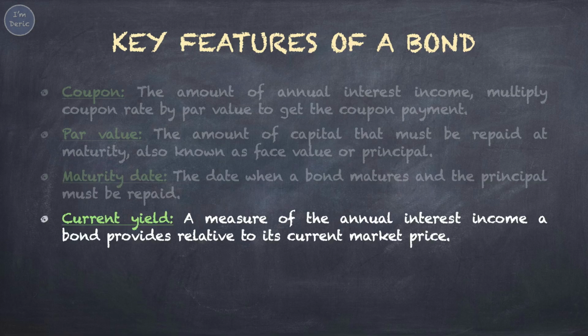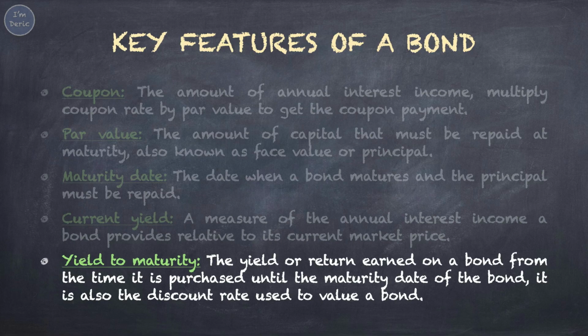Current yield, a measure of the annual interest income a bond provides, relative to its current market price. Yield to maturity, the yield or return earned on a bond from the time it is purchased until the maturity date of the bond. It is also the discount rate used to value a bond.